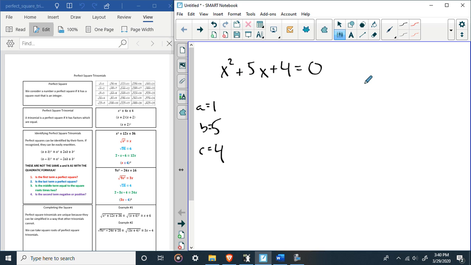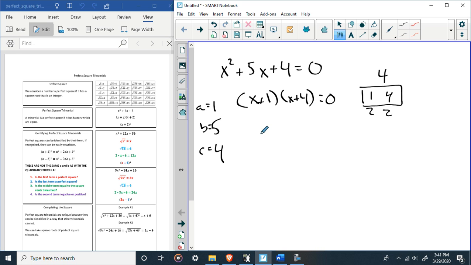And our next step was, once A was equal to 1, we said, hey, what are the factors of 4 that add up to 5? And, you know, if you really need to, you can list them all: 1 times 4, 2 times 2, right? And 1 times 4 multiplies to make 4 and adds up to make 5. So what we can do with this is we can say, hey, let's write this in factored form: x plus 1, x plus 4.